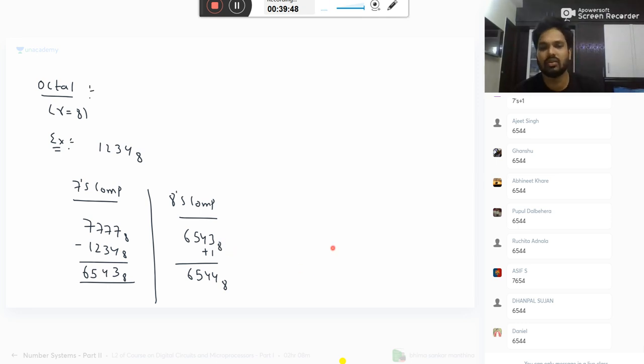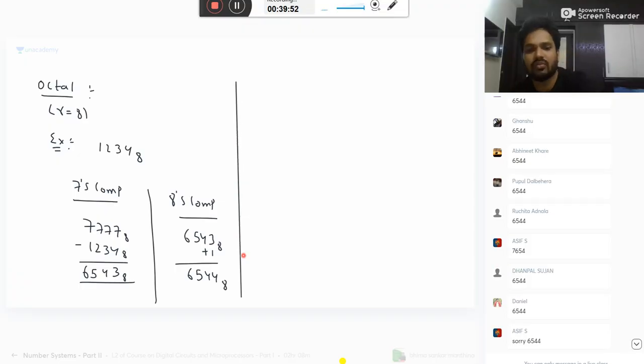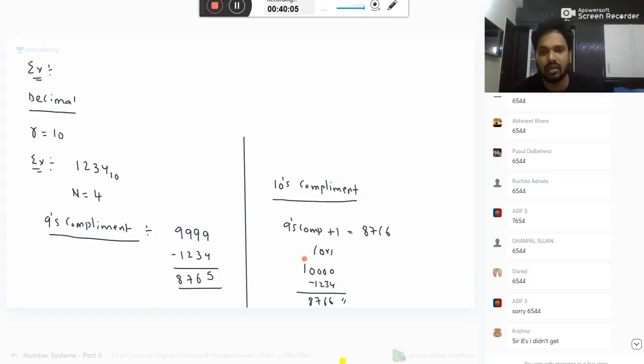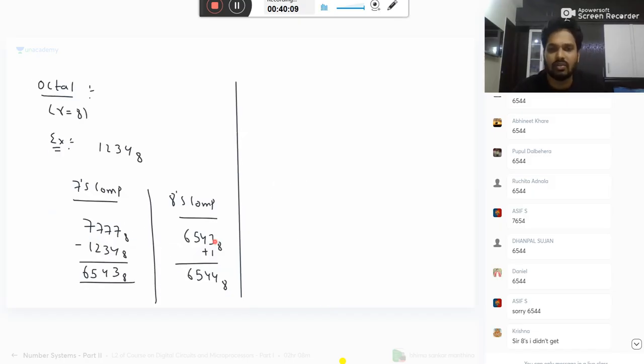That much simple. So now let's come to binary. 8's complement is 7's complement plus 1, Krishna. Anytime R's complement is R minus 1's complement plus 1. Krishna, you see here, what is 10's complement? 9's complement plus 1. Similarly, here, what is 8's complement? 7's complement plus 1. There is the 7's complement number, add 1. Is it clear, Krishna?